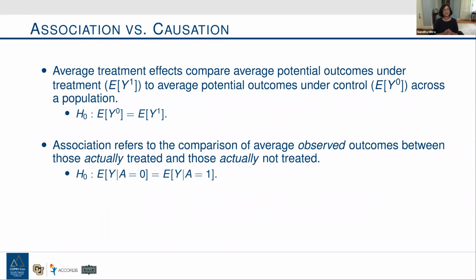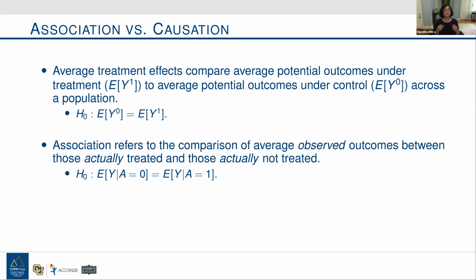So now let's get back to association versus causation. In the first bullet here, we're talking about causation, where we're estimating an average treatment effect, where you're comparing the average potential outcomes under treatment to average potential outcomes under control across a population. So this is the null hypothesis that we're testing. We're comparing potential outcomes.